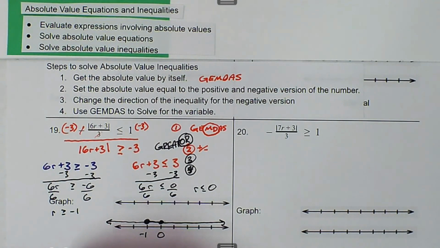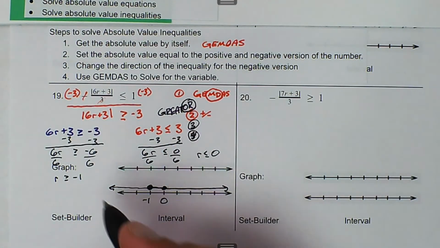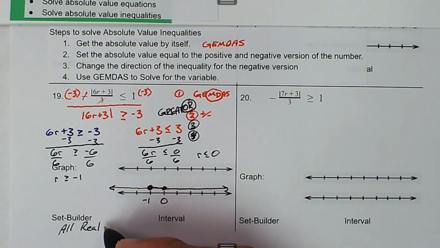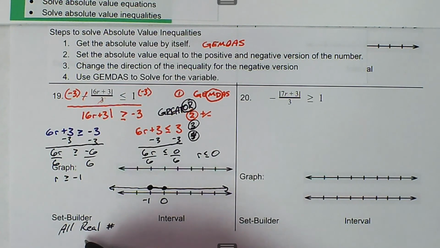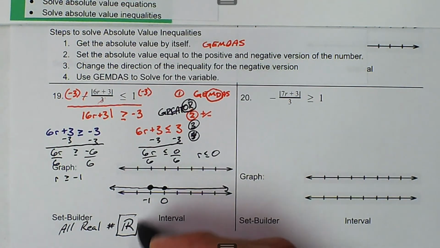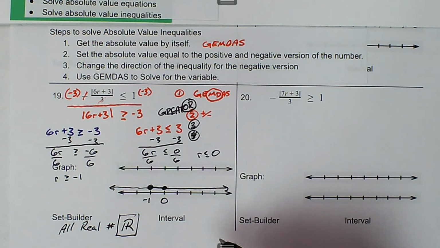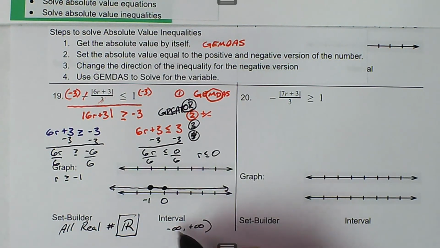For set builder, we could say all real numbers, or we can use the all real numbers sign, which is a fancy R. And for interval notation, we would say that it goes from -infinity to +infinity, and we would use parentheses on all the sides.